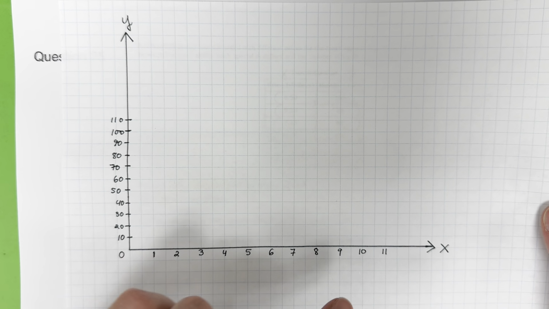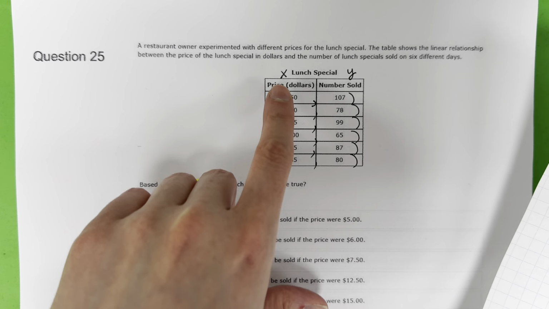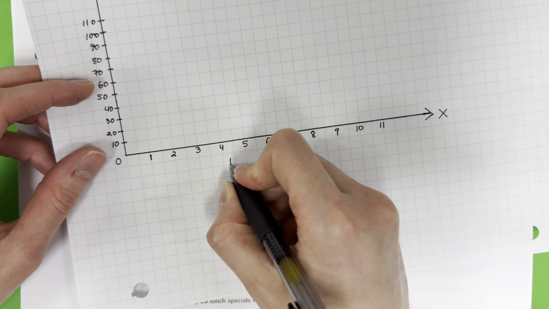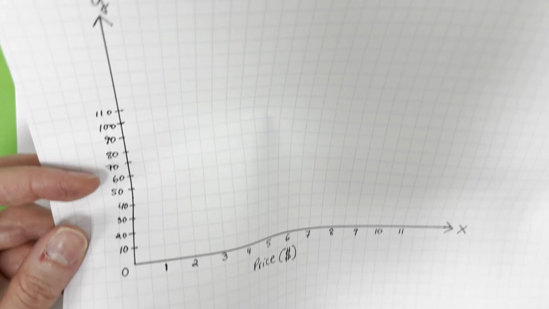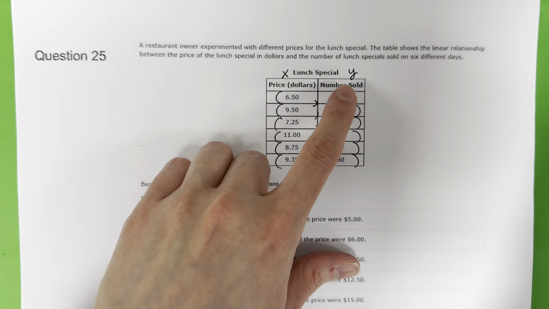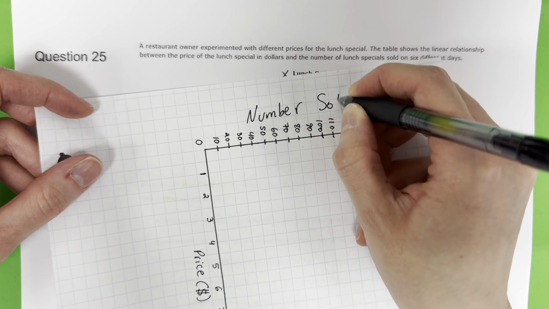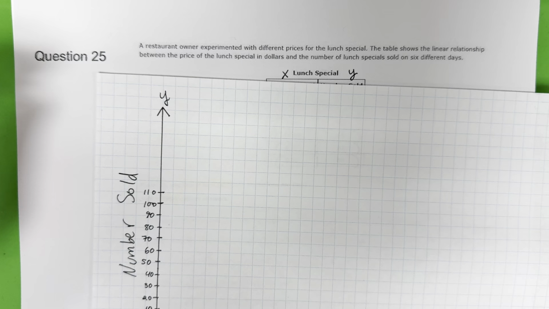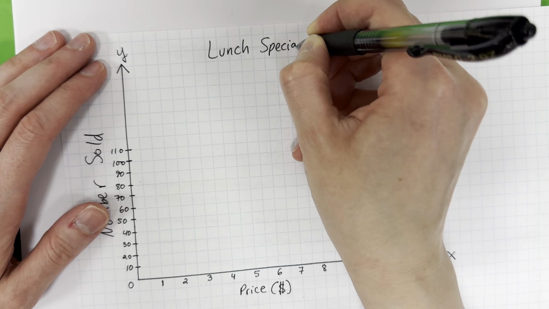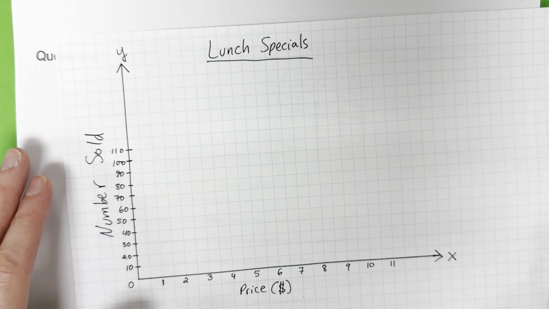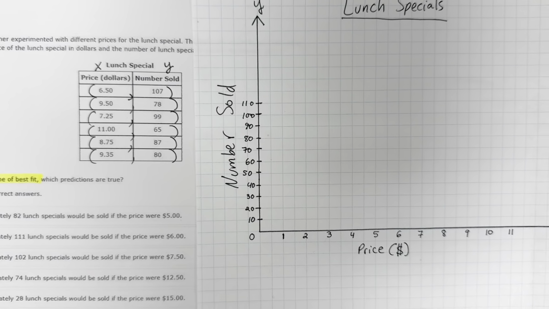Okay, and now I'm going to put the titles of the graph. So X is, so this is lunch special, right? The X is the price of the lunch special, so price in dollars. So these are like $1, $2, etc. And the Y is the number of lunch specials sold. Okay, and I'm going to go ahead and put the big title, which is lunch specials. And this one will be underlined. So graphs always have 3 titles. Make sure you put those in there. Now we're going to go ahead and put the points on the graph.